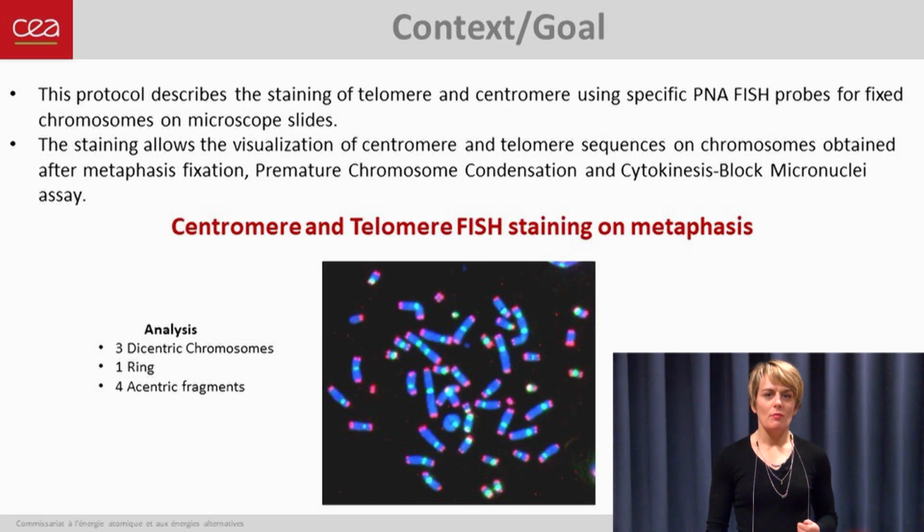This staining can be performed on chromosomes obtained by the classic method of metaphase preparation for DCA assay, but also on premature chromosomes obtained with the PCC assay, as well as for the classification of micronuclei. In the figure, you can see the result obtained after FISH staining on metaphasic chromosomes. In green, in the center of the chromosome, you can visualize the centromere, while in red, in each chromosome strand extremity, you can visualize the telomeres. If you look carefully, you will be able to see a dicentric chromosome with two centromeres, a ring, and two acentric fragments without any centromere.